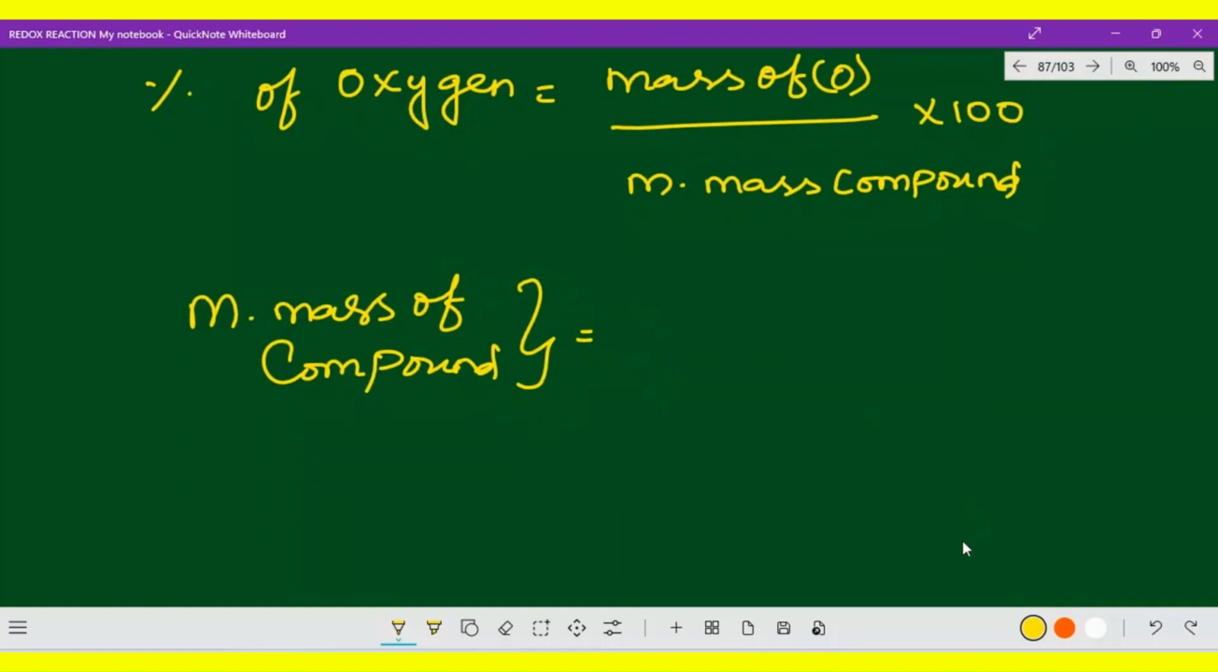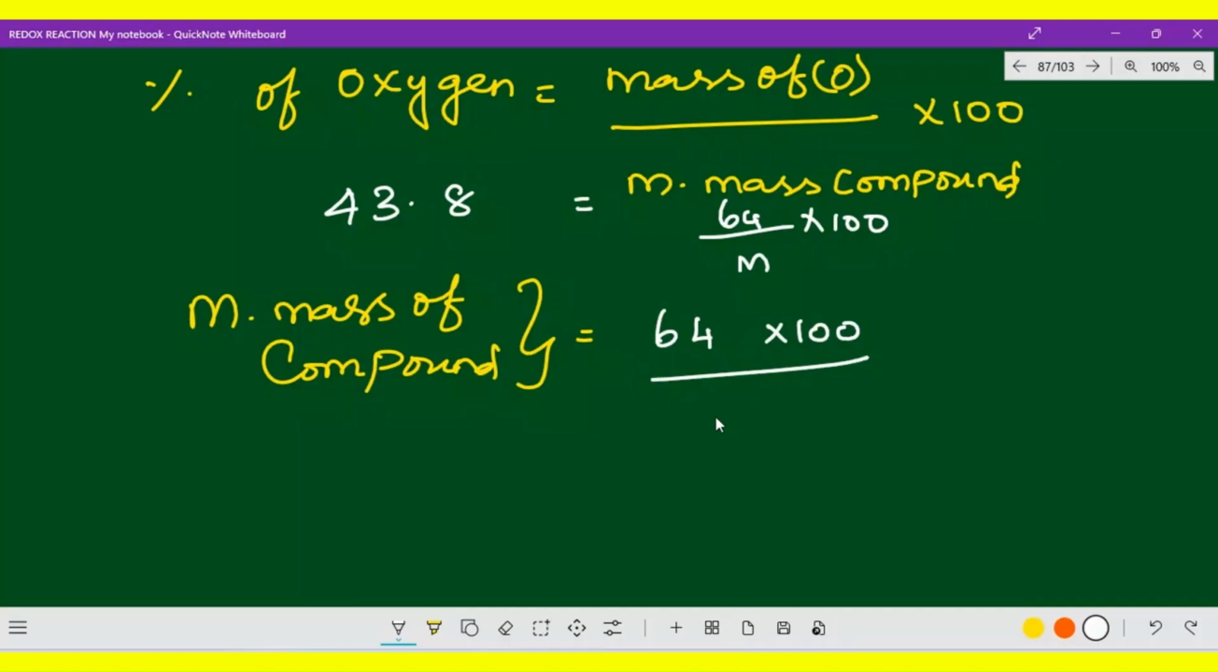So here the percentage 43.8 is equal to 64, that is the mass of oxygen, 64 divided by molecular mass into 100 when you are applying. So we are bringing the molecular mass of the compound. Now how do we write it here? 64 into 100 divided by 43.8. Can we rearrange this? Yes, this is the way we rearrange.